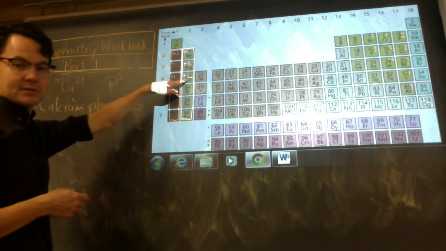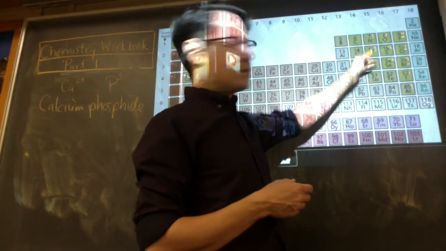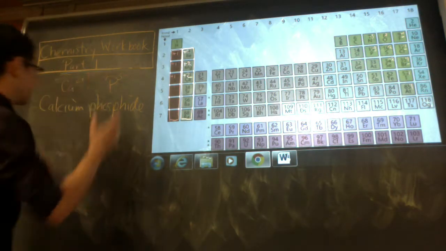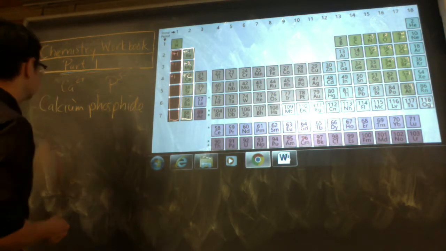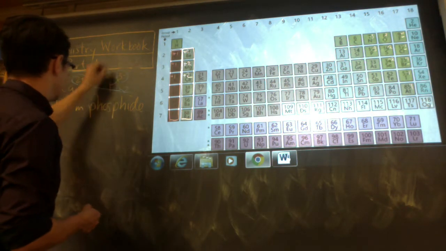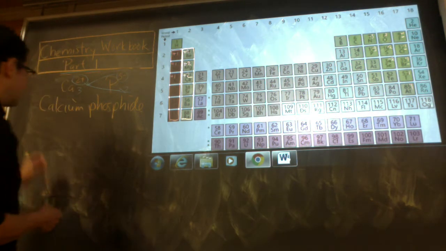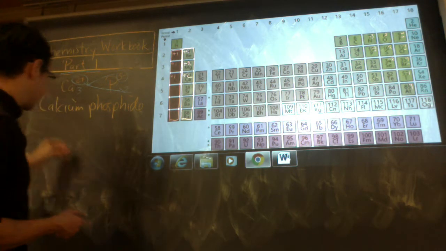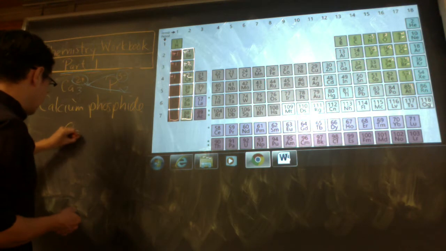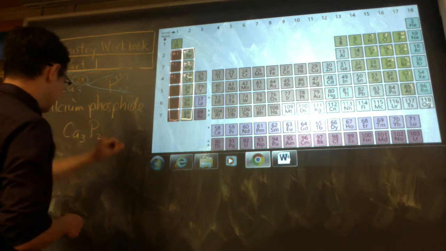Calcium, 2 plus. Phosphorus is 3 columns over, so it's 3 minus. Crossover rule, 2 and 3, bring the 2 down here, 3 over here. Your formula for calcium phosphide is Ca3P2.